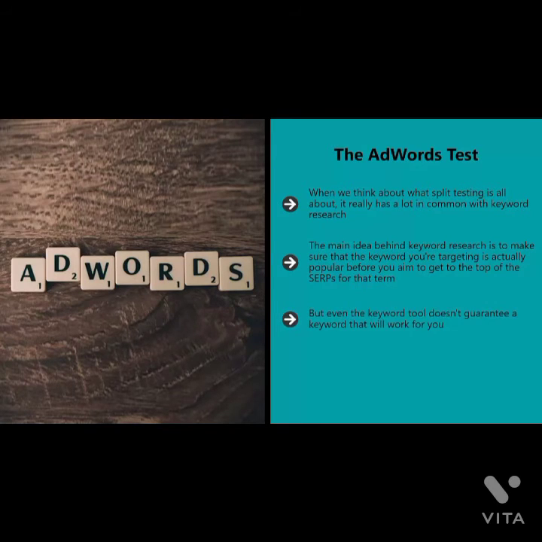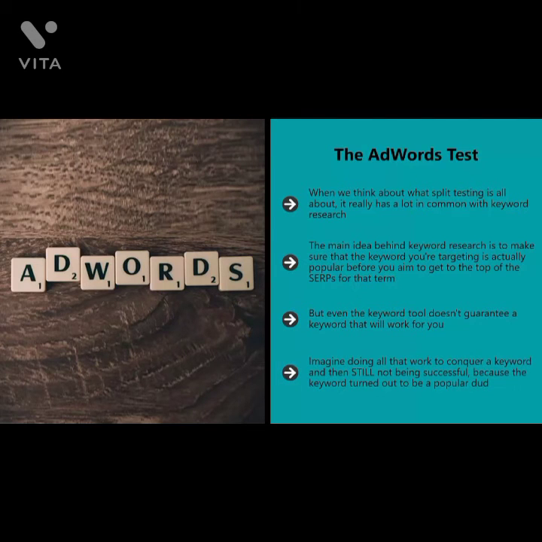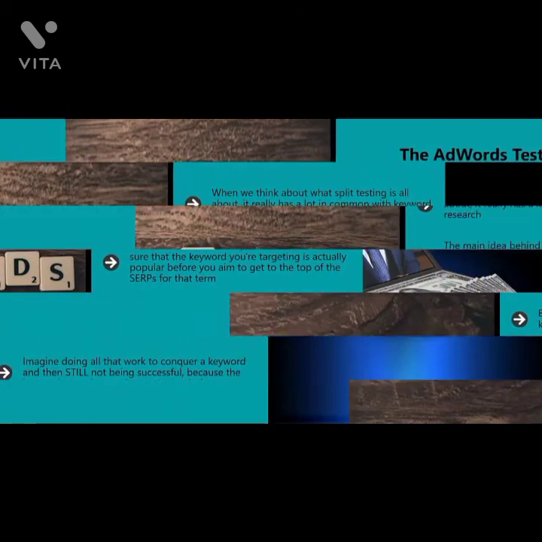But even the keyword tool doesn't guarantee a keyword that will work for you. Even if you can land the most popular keyword in the world, you might still struggle with your CTR, or you might find that the intent behind the keyword isn't right for you. In other words, the people who search that phrase aren't interested in buying your product. Imagine doing all that work to conquer a keyword and then still not being successful because the keyword turned out to be a popular dud. So instead, why not try spending a week at the top of a few and then choose the best one?